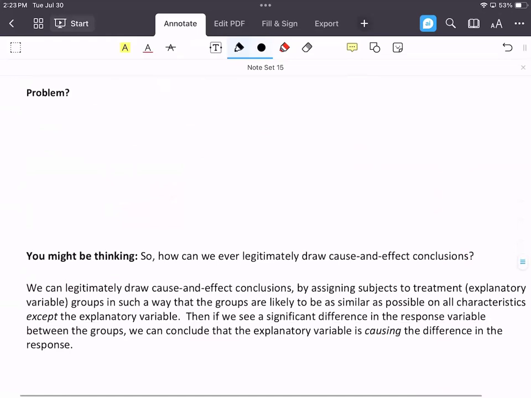So you may be thinking, how can we ever legitimately draw cause and effect conclusions? Now, we can draw cause and effect conclusions by assigning subjects to treatment groups. So this is the explanatory variable in such a way that groups are likely to be as similar as possible. So we want to make the groups as close as possible in every way, except the only way that they differ is in the explanatory variable. Then if we see a significant difference in the response variable between the groups, we can conclude that the explanatory variable is causing the difference in the response.